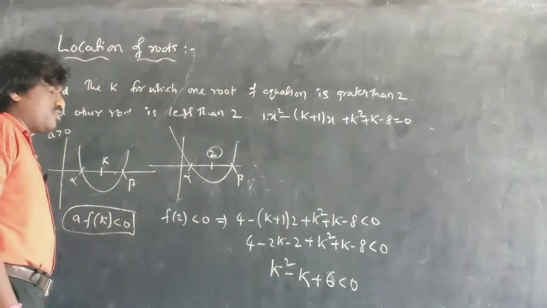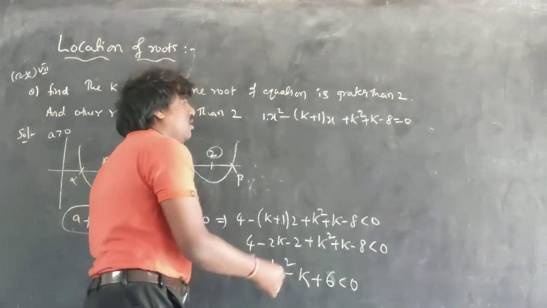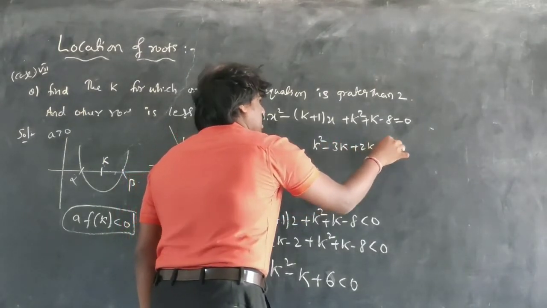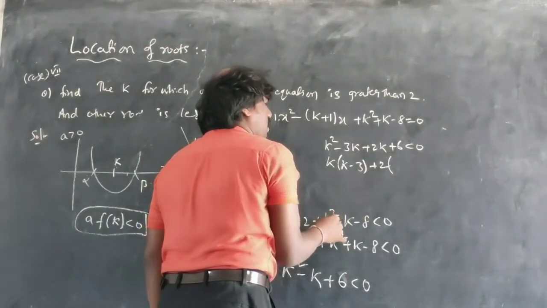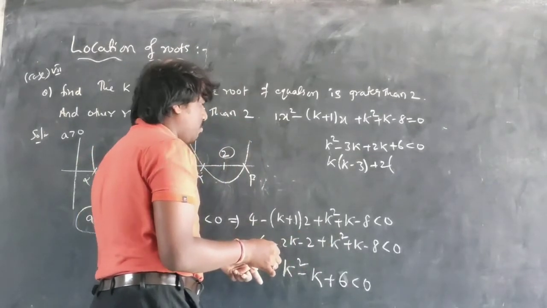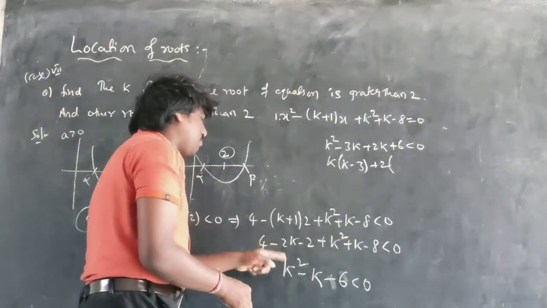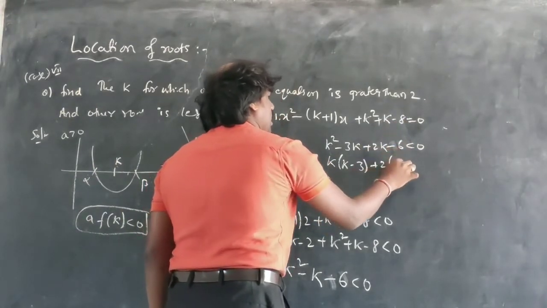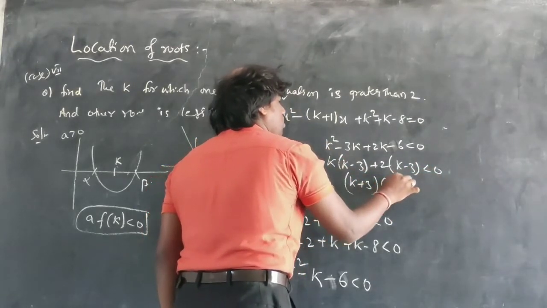Now you have to find the factors of this. The factors will be 3 and 2, since 3 twos are 6. So k square minus 3k plus 2k plus 6 less than 0. Take k common, k minus 3, plus 2k common out. So it's not working here. It should be minus 6. Sorry, this is minus 6, since minus 10 plus 4 is minus 6. So you get k minus 3 into k plus 2 less than 0.